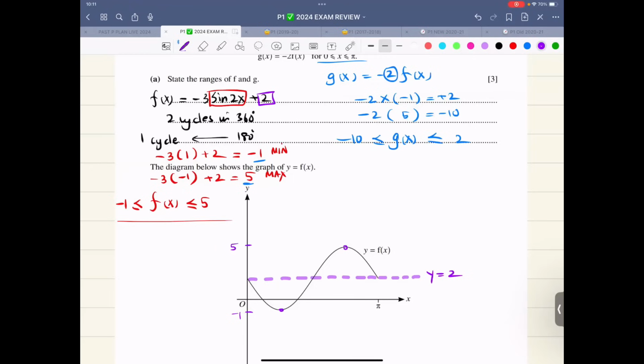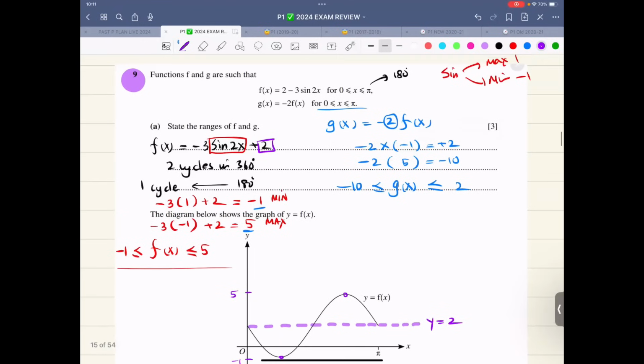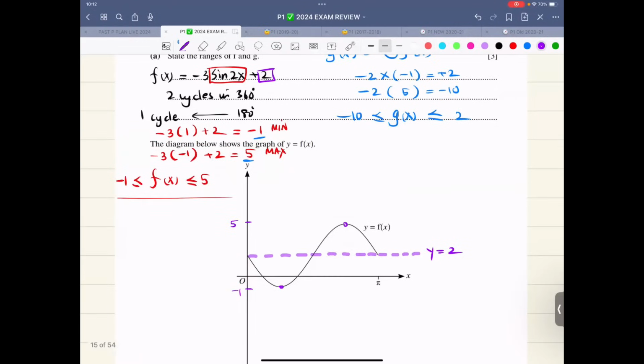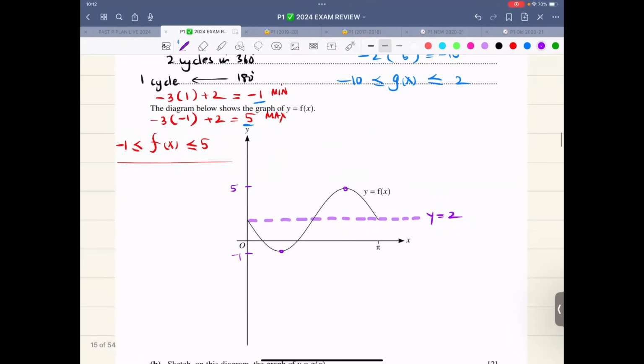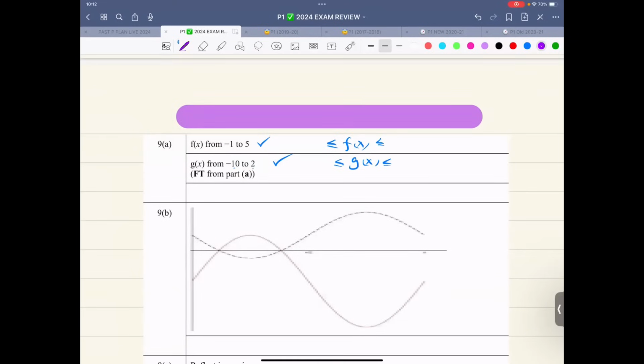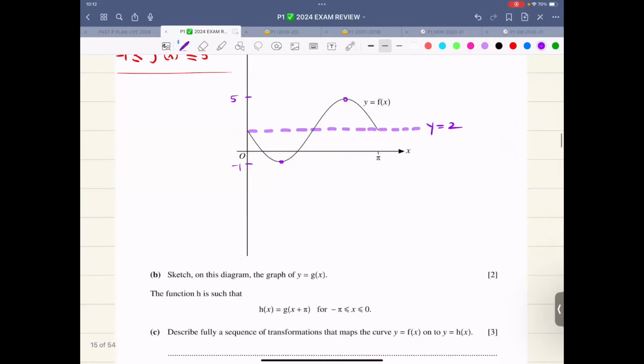Now we have to draw the same number of cycles, because only the amplitude is changed and it's flipped. So now it's from -10 till +2. Instead of -1, it's going down like this. Just have a look, so it's flipped. Now this point is over here, this point is over here. This point is common, this point is common. So basically, this was 5, this is -10, and this was -1, this is +2. And that's how the thing is drawn.